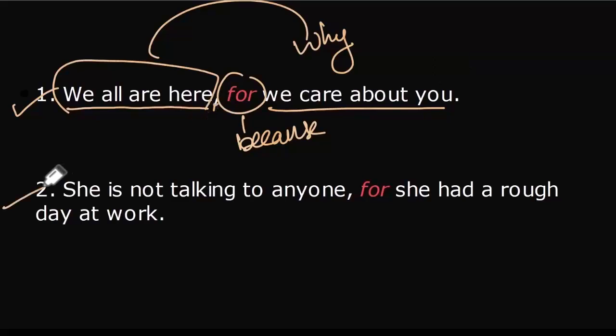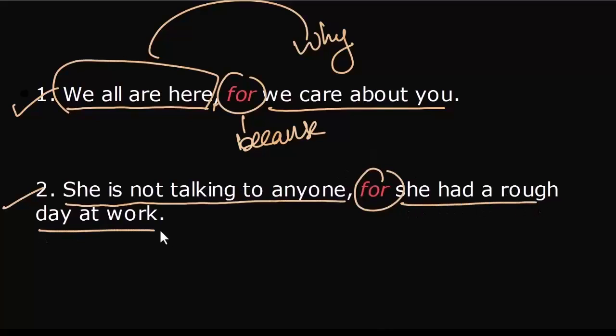Second example: she is not talking to anyone. What is the reason? For she had a rough day at work, and that is the reason why she's not talking to anyone. So this is how we use the coordinating conjunction for to form compound sentences.